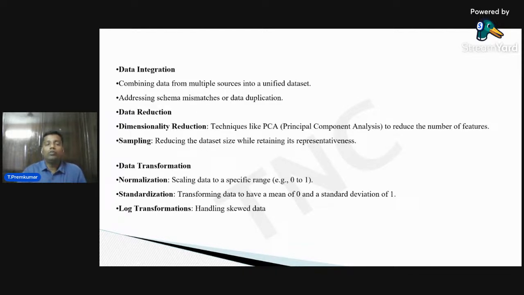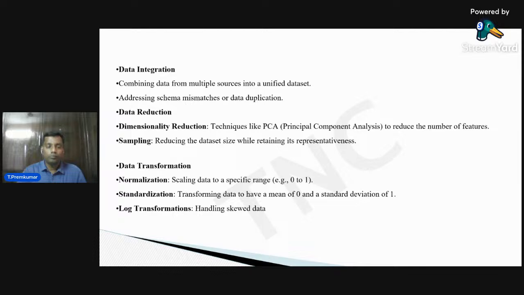Also when you go for data integration, that is when you are combining the data after the collection process, combining data from multiple sources into a unified data set. We have to make it an individual data set. So addressing schema mismatches and data duplications can be avoided. And the next one is data reduction. We find out if any data is duplicated, and it is removed by using this data reduction technique.